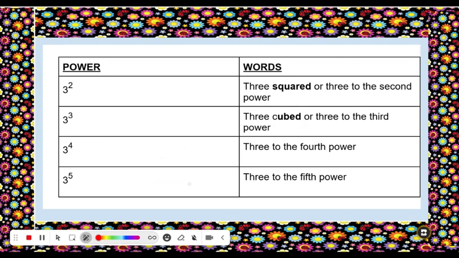So here we have 3 squared, or you could say 3 to the 2nd power. The next one, 3 to the 3rd power, or 3 cubed. 3 to the 4th power, and then 3 to the 5th power.